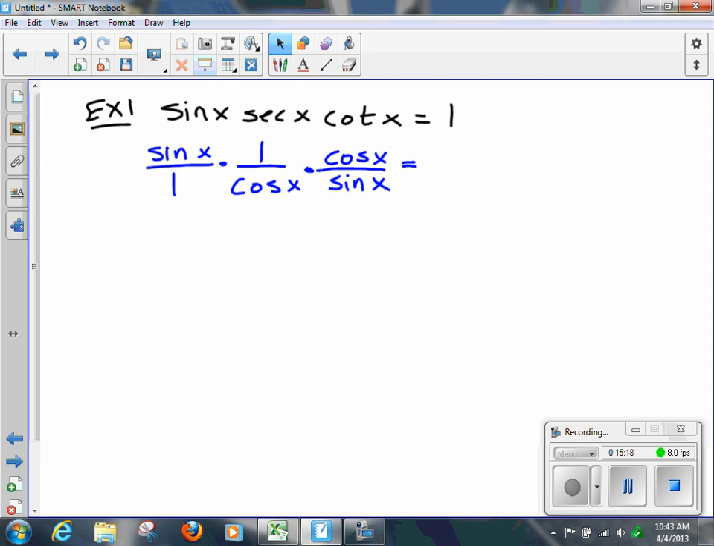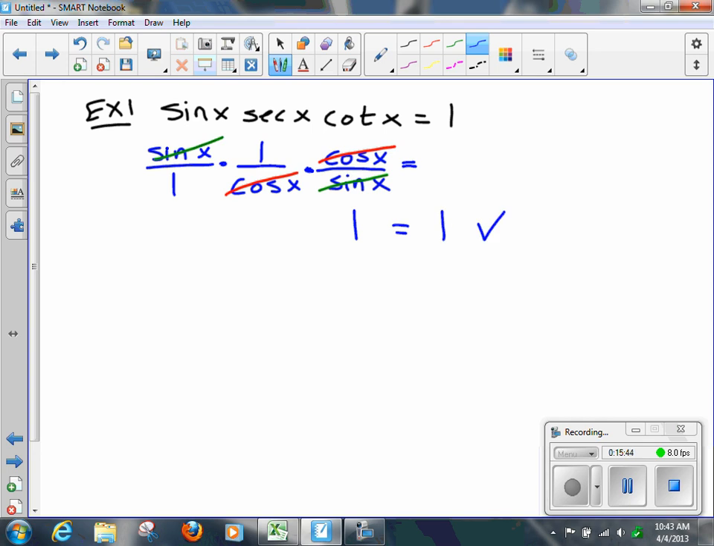Cancel stuff out. Very good. Why did we not go with the 1 over tangent? Because it doesn't help us accomplish anything, right? We cancel the sines. We cancel the cosines. What am I left with? 1. 1 equals 1. Folks, when you get that line, you know you're done. And do I have to put that 1 is equal to 1? Yes, you do. Absolutely. Is that really any different than what we did yesterday? Not really. Here's another one.